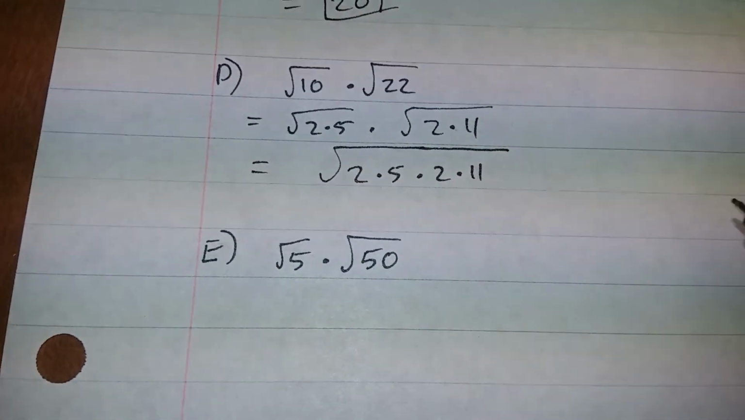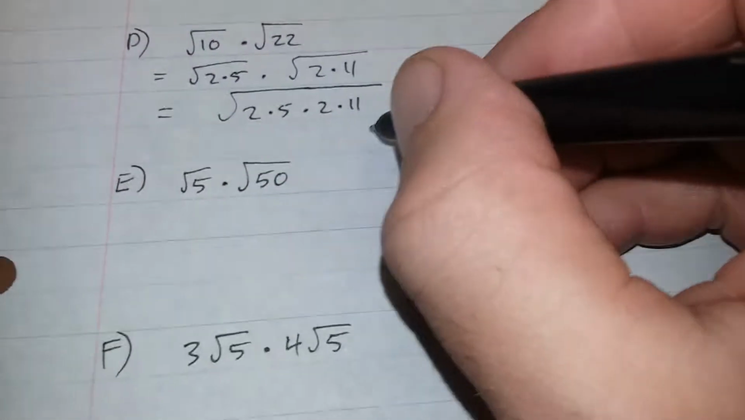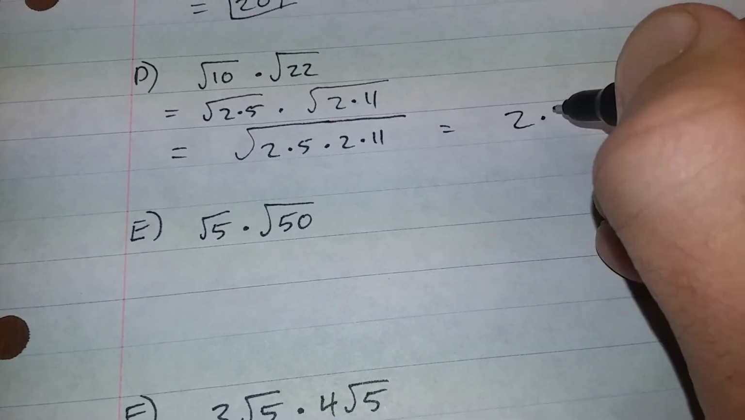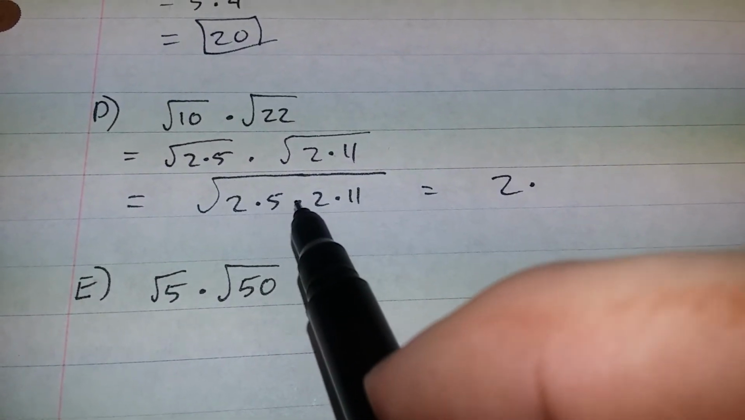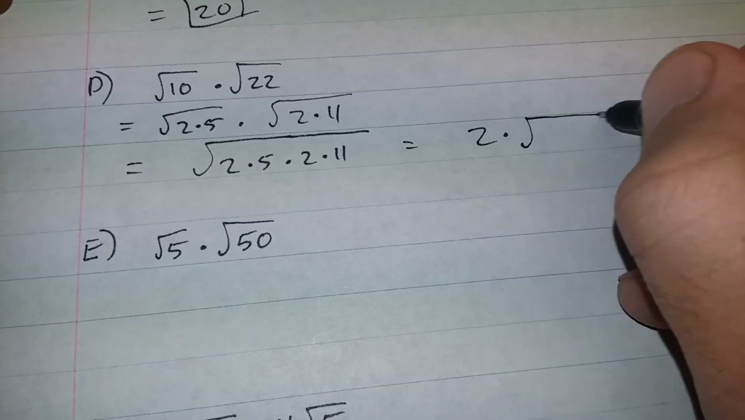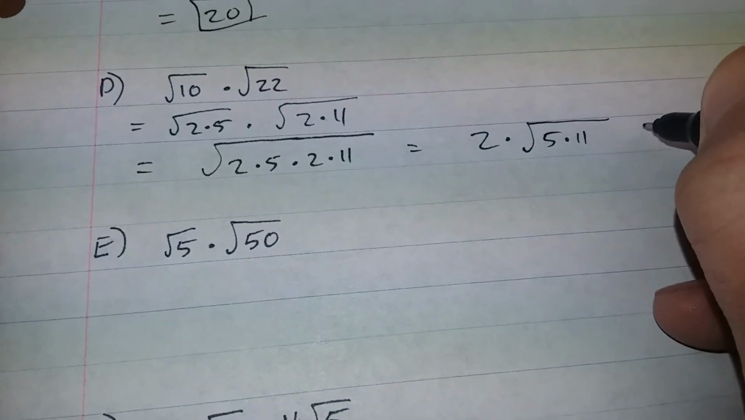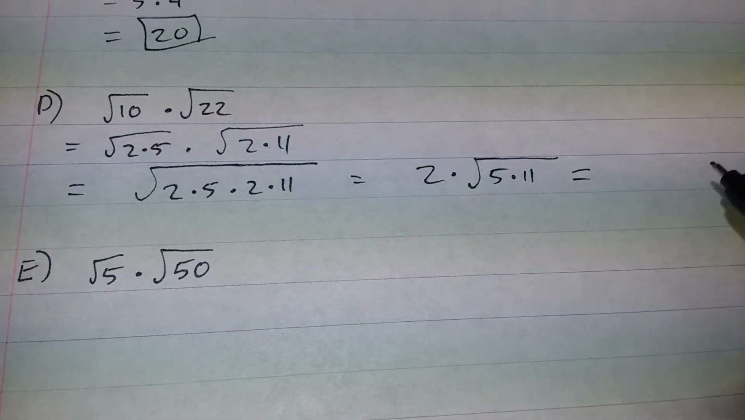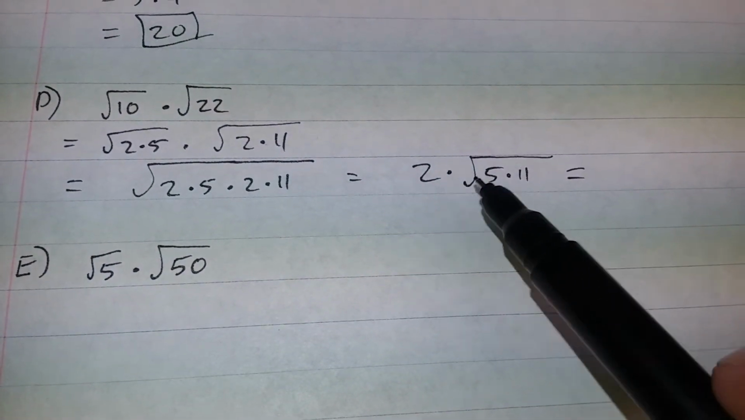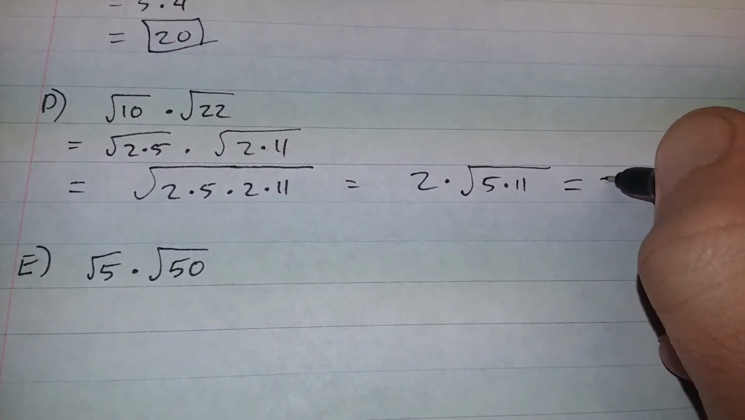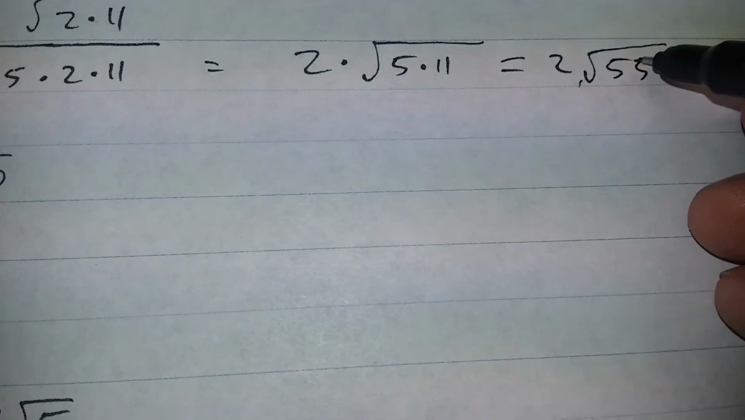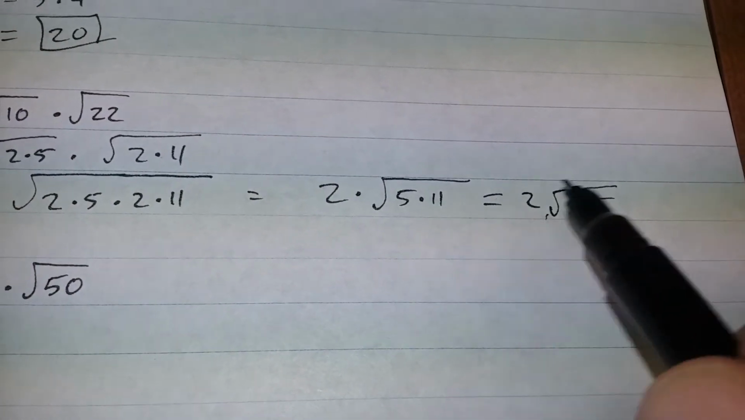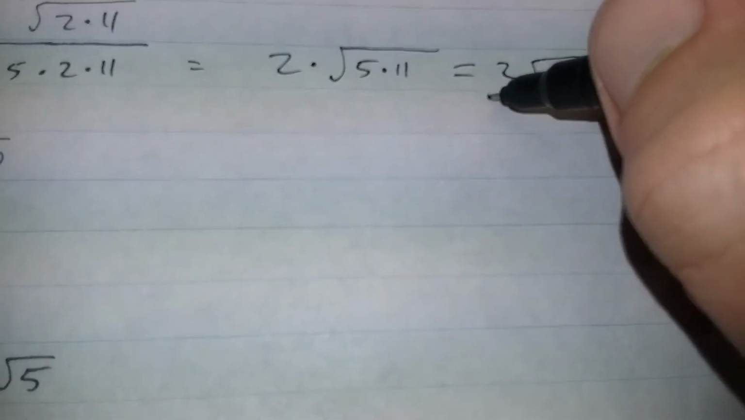Now notice we have a pair of 2's. So we can pull a pair of 2's out front. It's going to be 2 times the square root of 5 times 11. Notice there's going to be a 5 and an 11 left. One last step to simplify. This is 2 times the square root of 55. Okay, just multiply the 5 and 11 to get 55. The 2 stays out front.